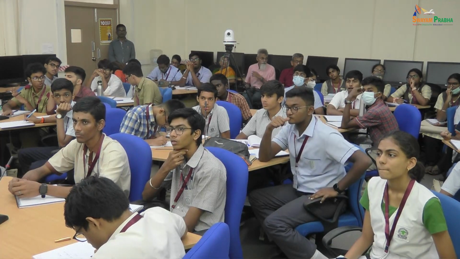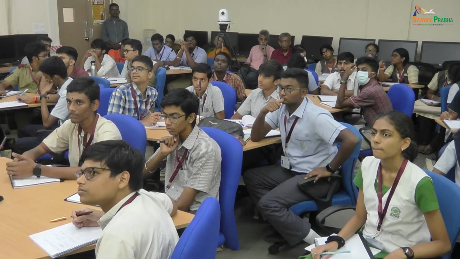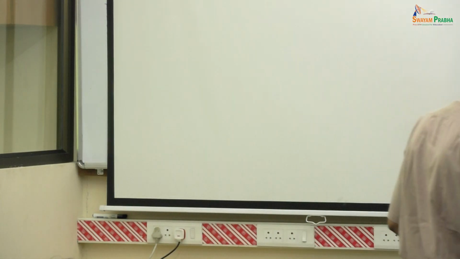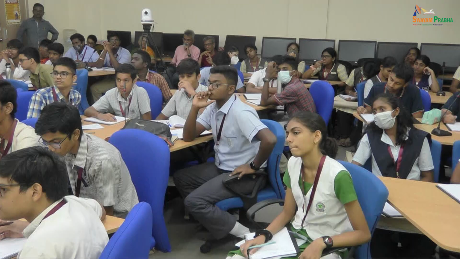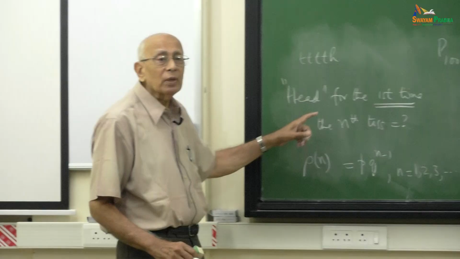The sample space is the sample space of the random variable. The random variable is n, which is the number of the toss at which you got the head for the first time. So this random variable is not the number of heads or anything like that. This random variable is that particular toss number at which you got head for the first time.